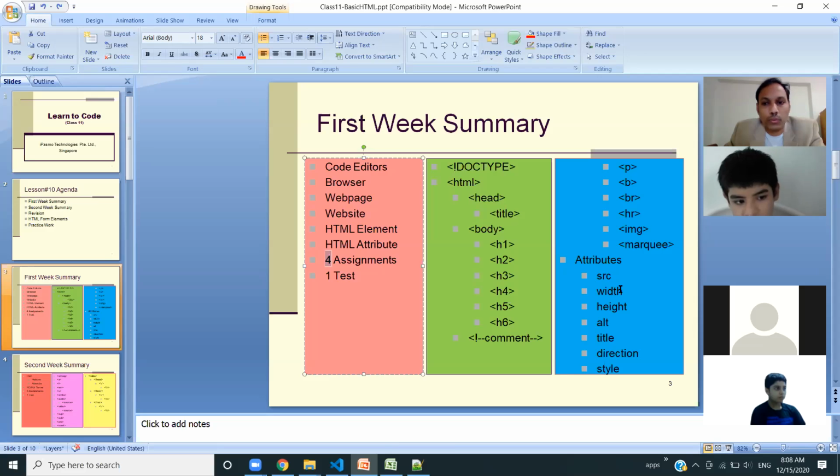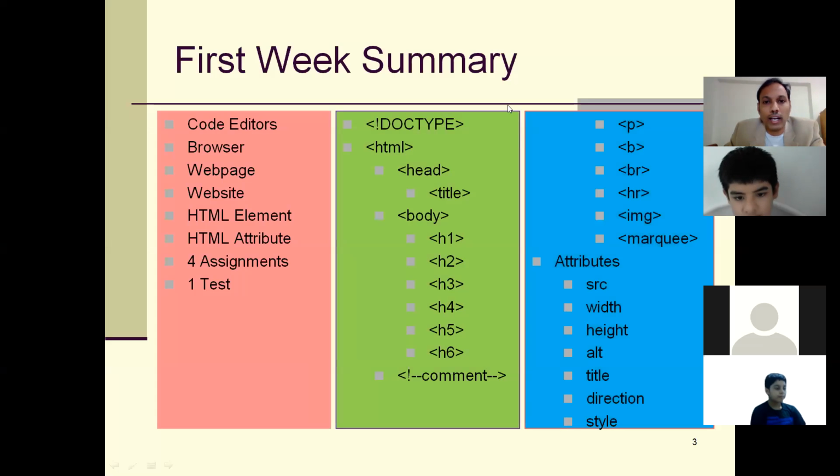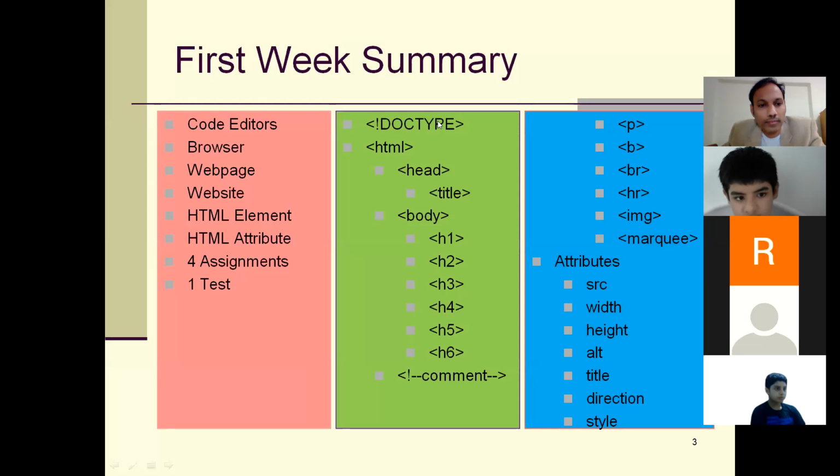So we are talking about the first week summary. In the first week summary, we took 4 assignments and 1 test. No, it's 5 assignments. Oh wait, because on the 1st of December we don't have class. Yeah, correct, the 1st of December was a Tuesday, I think, so that's why we missed out one assignment there. Anyway, this is a summary part for your understanding.